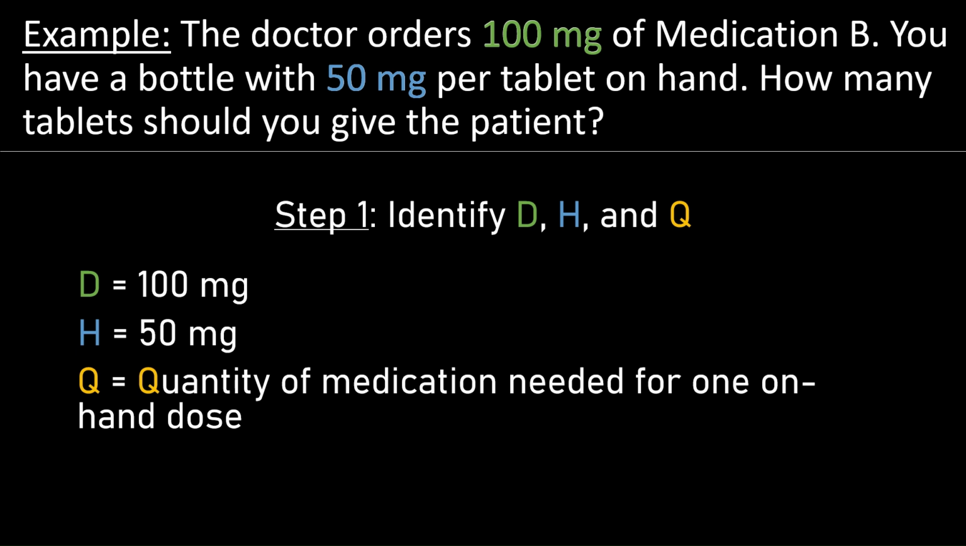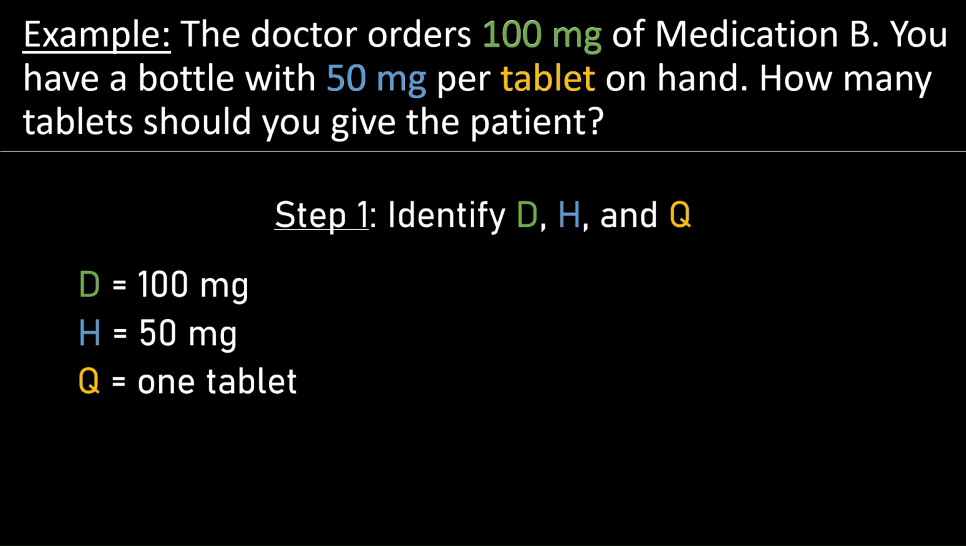Q is the quantity of medication for the supply dosage. A good trick for finding this information is to look for the word per, or a grammatical equivalent. Anytime you see a mass per a number of tablets or a volume when we work with liquid suspensions, Q follows the word per. Here we can see that the medication on hand is 50 milligrams per tablet. So Q equals 1 tablet.